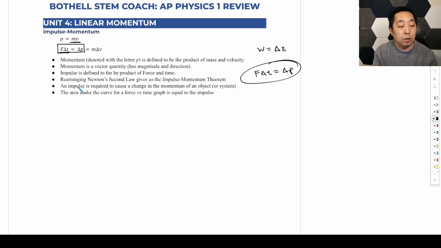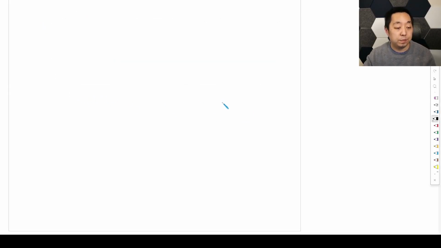Okay, so an impulse is required to cause a change in the momentum of an object. That's the core principle. It's just a rearrangement of Newton's second law. Okay. So it's nothing super fancy, but it's just a way we interpret and understand Newton's second law that allows us to use the impulse momentum. And similarly, if you have an area under a force versus time graph, that's going to give you the impulse.